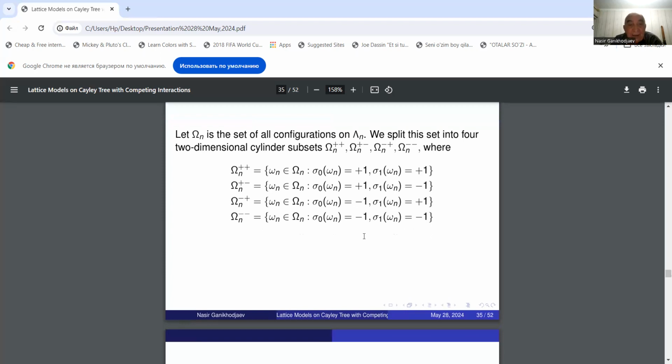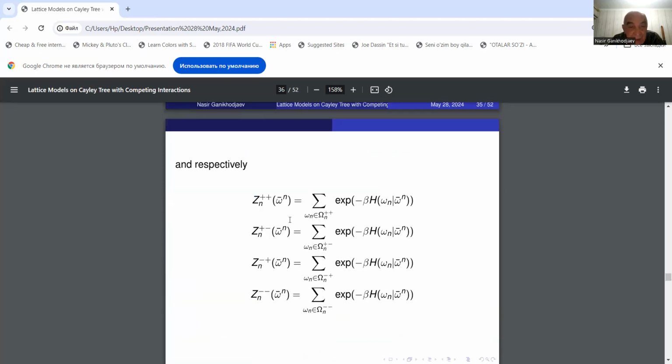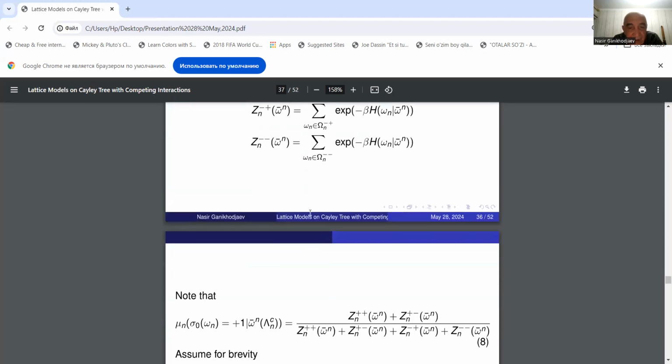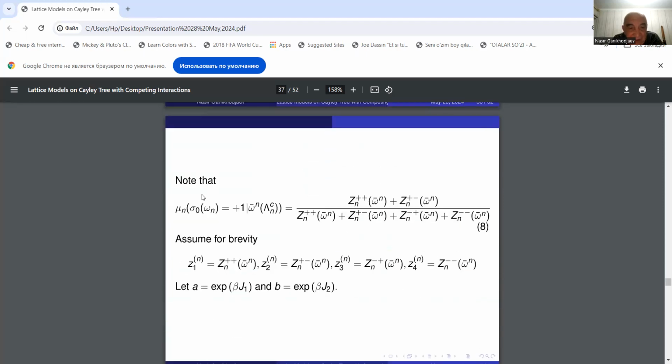So now, respectively, I can also split the partition function into sums. That is, here we consider summation only over configurations from this part, this part, and this part. Of course, they sum to our previous partition function. So now, in this case, this conditional Gibbs measure, I can substitute and compute as this ratio.